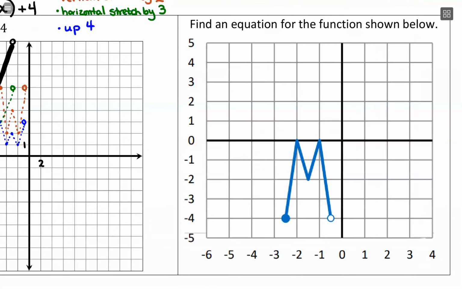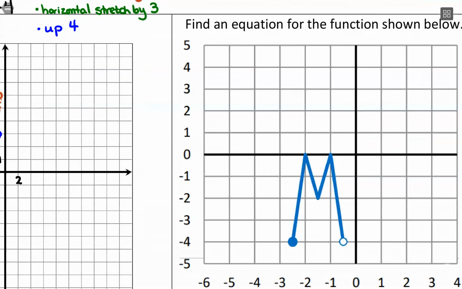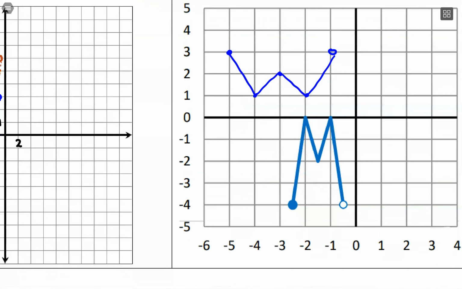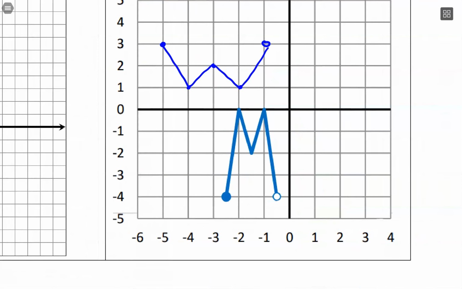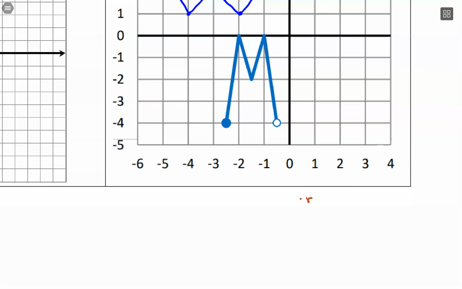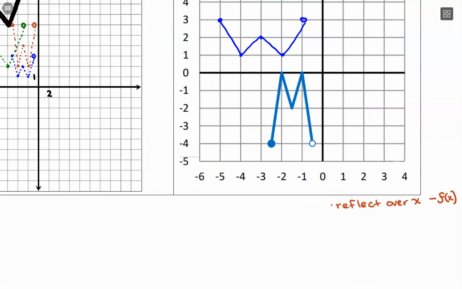So I'm just going to draw my original function here. So, in thinking of how this had to change to get down there, one thing I could quickly notice is we're going to need to reflect over the x-axis. So I'm going to go ahead and write that down. Reflect over x. Which, to flip over the x-axis, is where we'd multiply by -1 on the outside of the function. So taking those y values and just changing their sign.